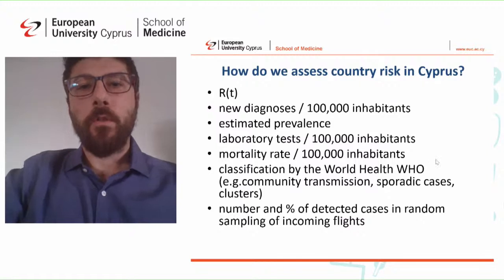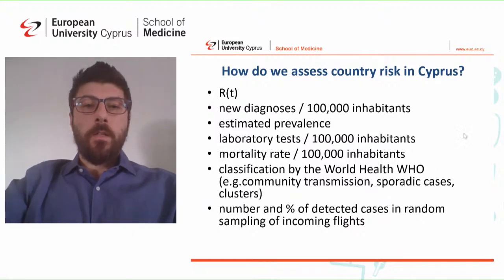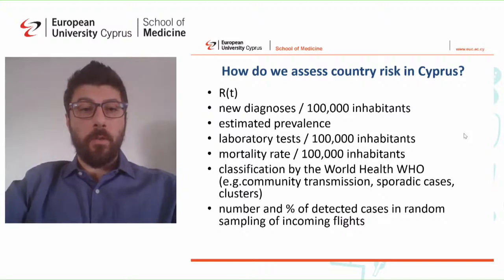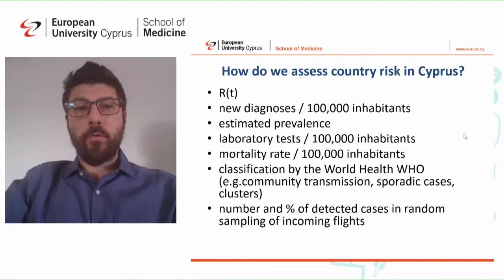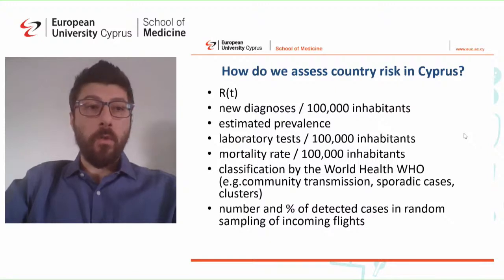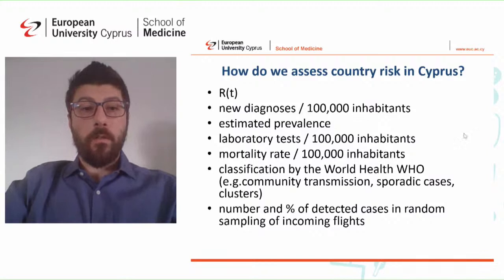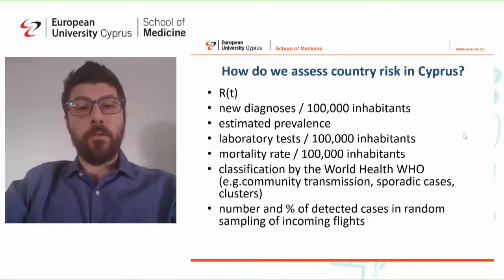Good. Sorry for this. So as I said, we use different indices. One of them is also a classification by the World Health Organization. And finally, we have a very rigorous process where we test travelers that arrive at our airports. Cyprus has two airports, the Larnaca and Paphos International Airports. So we do random sampling of flights that arrive there. Based on this, we also have a positivity rate of these different flights, and we combine that with our different indices, and this leads to recommendation.